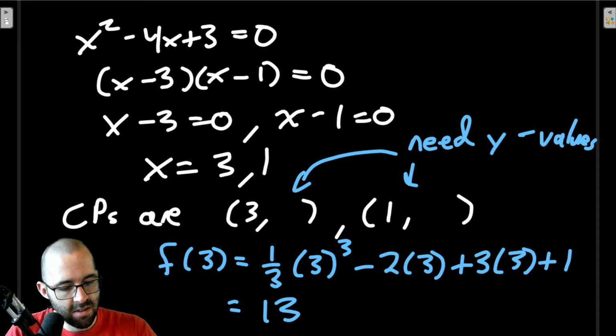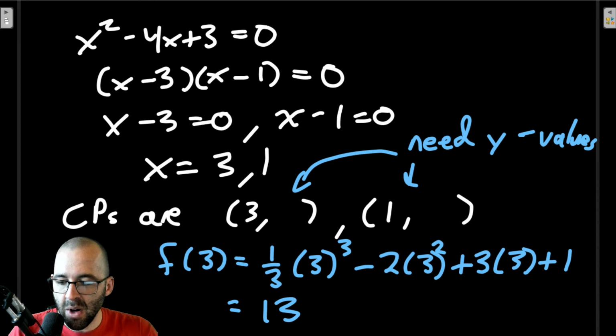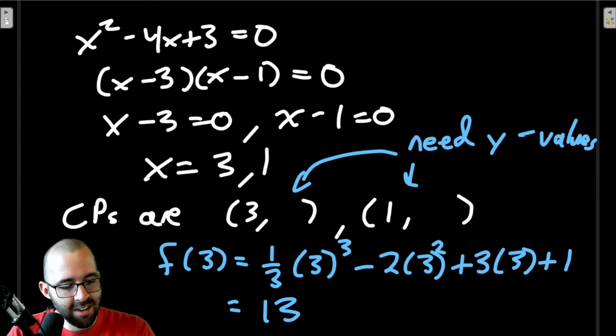9 minus 6. Oh, yep. This is 3 squared. I wrote it down wrong over here. All right, so it's not 13. Aha. My nerves. We're doing the right thing. So it's 9 minus 18, which is negative 9, plus 9, which is 0, plus 1 is 1.